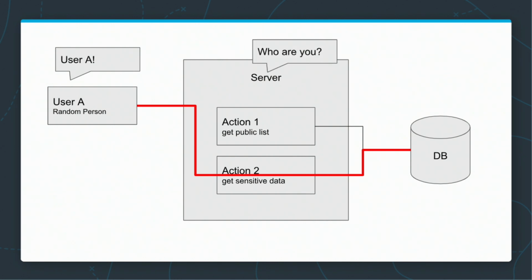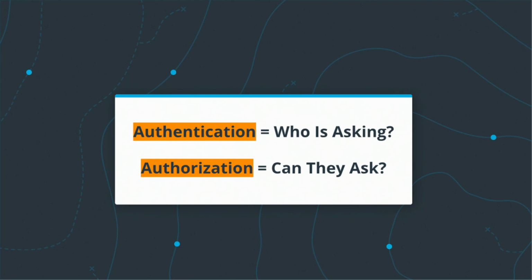But the first question is, how would it even know whether it should reject this request? If the server asks, "Who are you?" and the user says user A, well, do we even believe them? This is a good point to introduce two key concepts, the difference between authentication and authorization. Authentication, which is what we'll be covering in depth, is answering the question, who is asking? Authorization is after we already know who they are, can they ask for that specific resource?